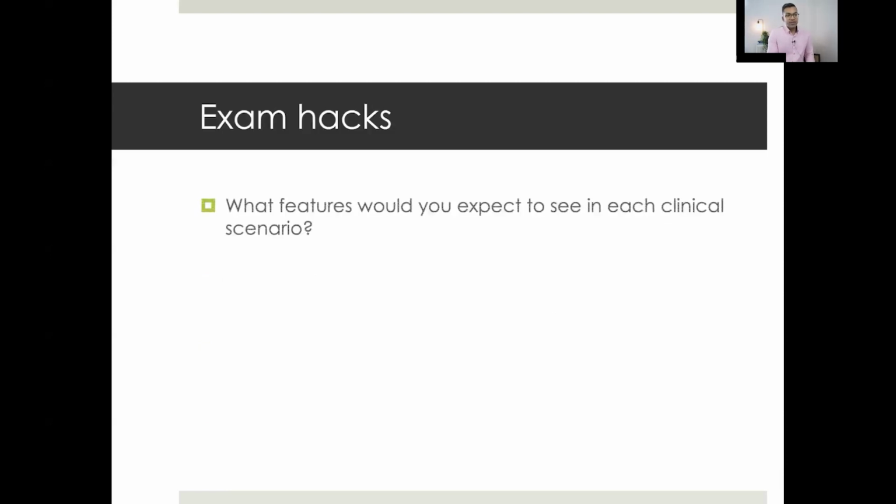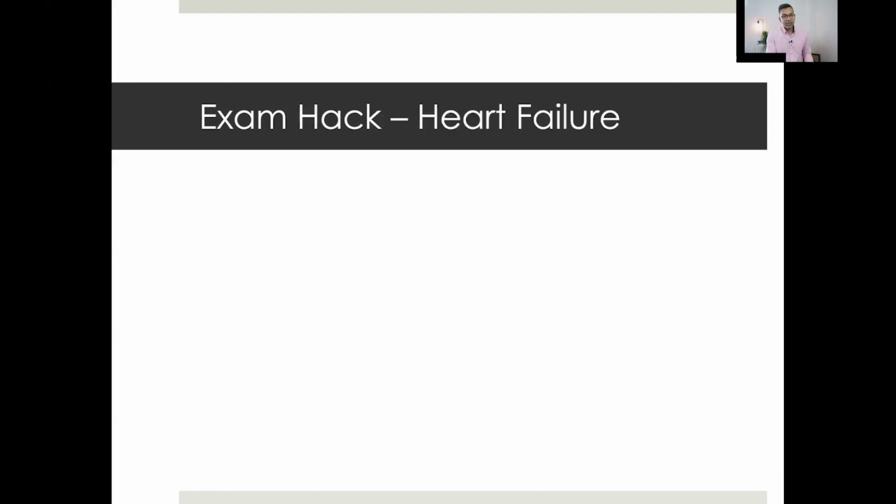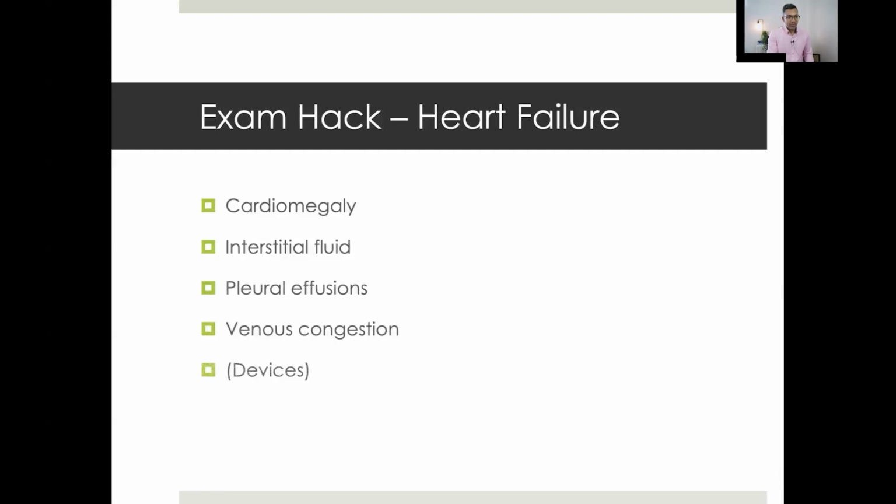So this is the exam hack. What features would you expect to see in each clinical scenario? Group these as a memory aid. When you think heart failure, think of this bundle of findings: cardiomegaly, interstitial fluid, pleural effusions, venous congestion. And you might think of which devices, if there's a device there, obviously mention it as well.